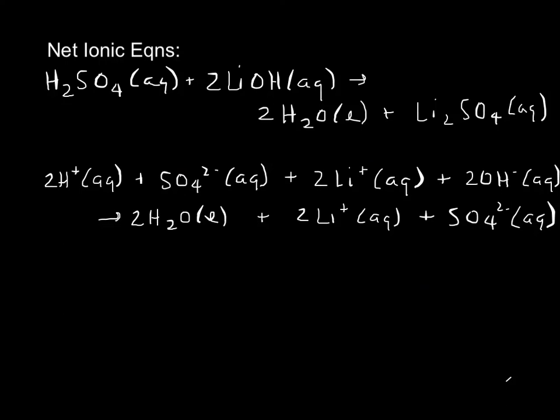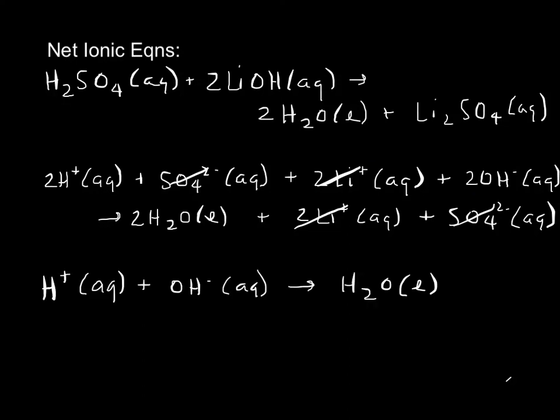So, I'm going to go ahead and cross out the spectator ions now. And as a final step, I will go ahead and rewrite the net ionic equation so it is neater. And here it is. I will point out one last thing. If you notice, there were 2 H+, 2 hydroxides, 2 waters, and I reduced it so there is 1 of each of those substances because we want to reduce our coefficients to the smallest number possible.